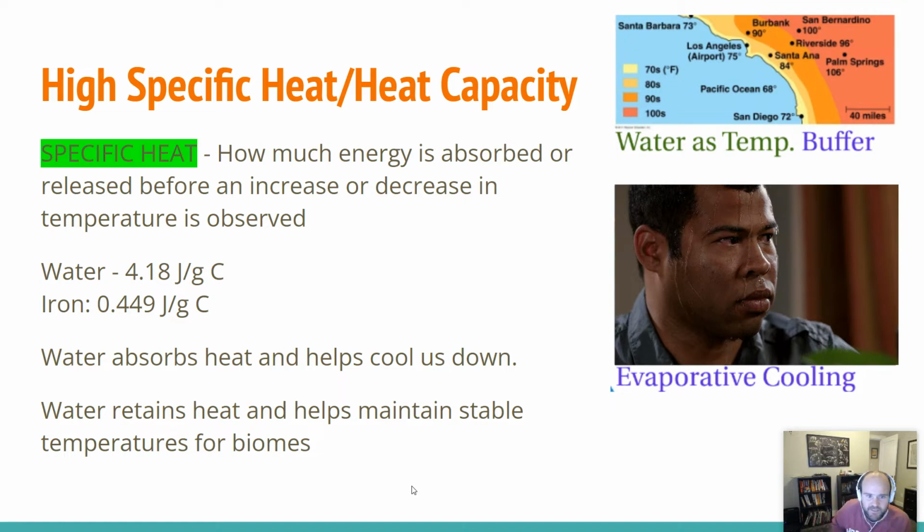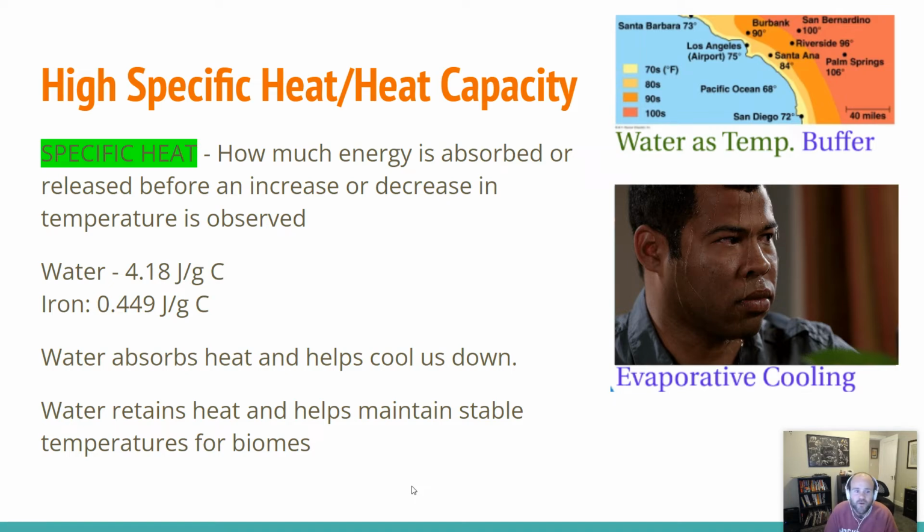So you can see the difference there between water and iron and their specific heat. Water is way higher than iron, nearly 10 times as much. And so that's why when you put a pot on the stove, the water in the pot stays cold for a while, while the pot heats up right away.